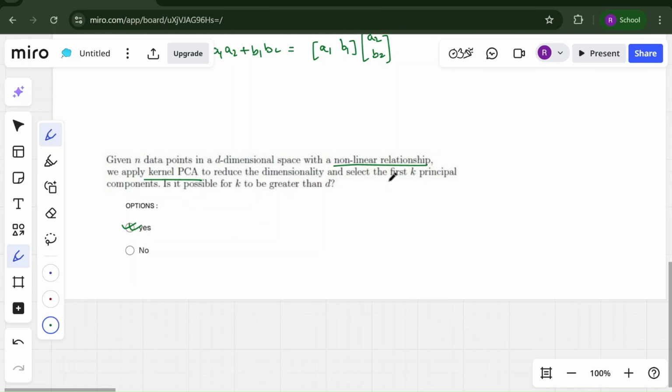Oftentimes the only restriction on k is that k should be less than capital D. What is capital D? Capital D is the dimension of the big space that you map into. The number of components that you select should be less than this capital D. It can be more than small d, or less than small d, it doesn't matter. This is only for non-linear relationships. If it is linear and we are using normal PCA, then it is not possible.